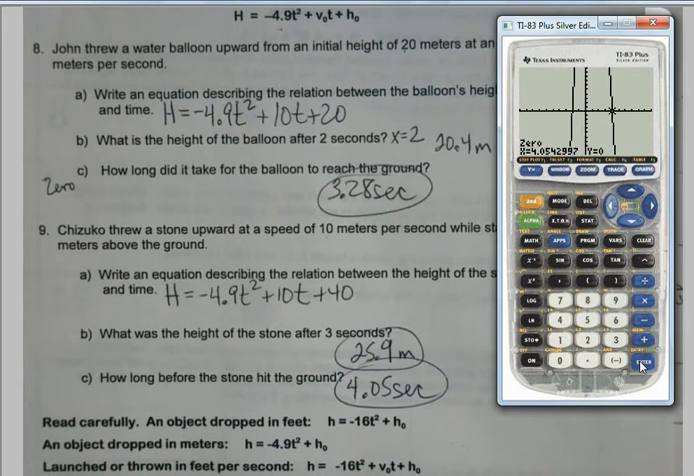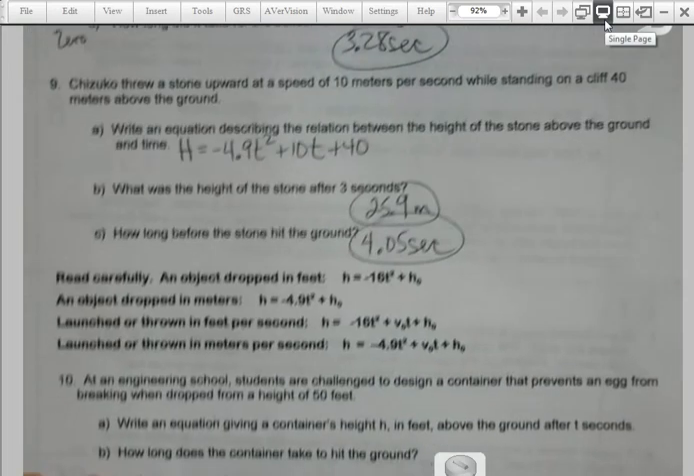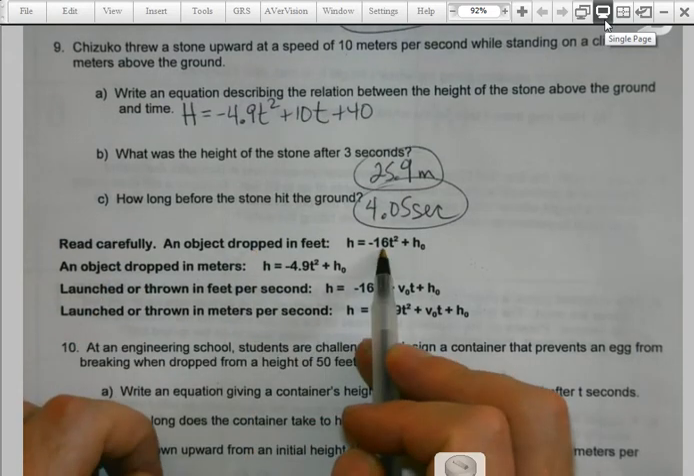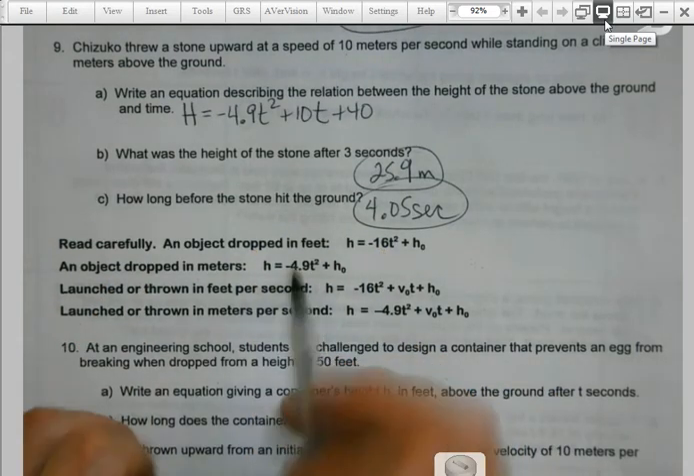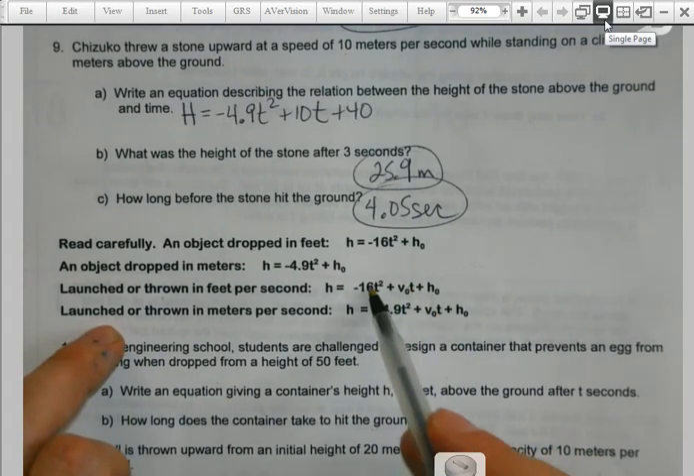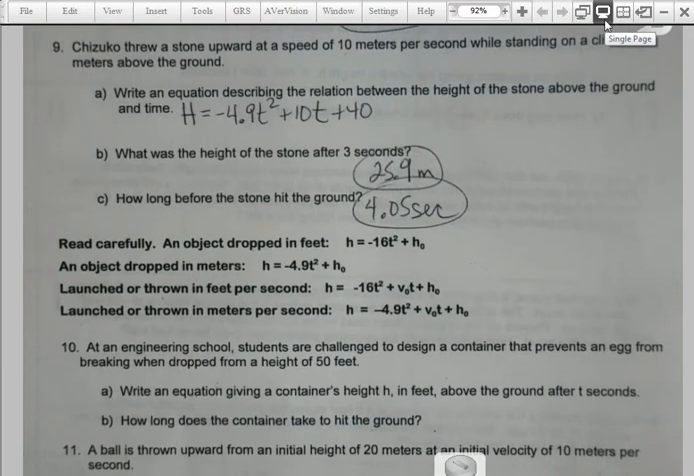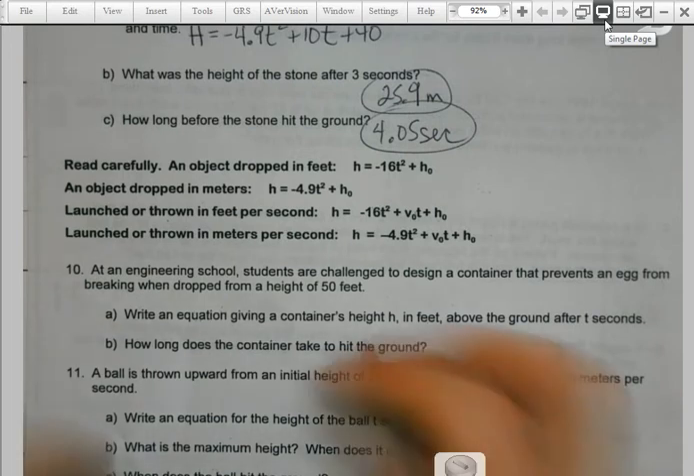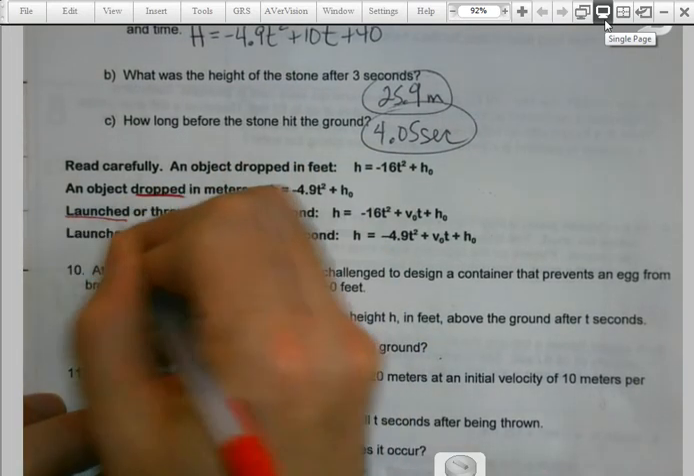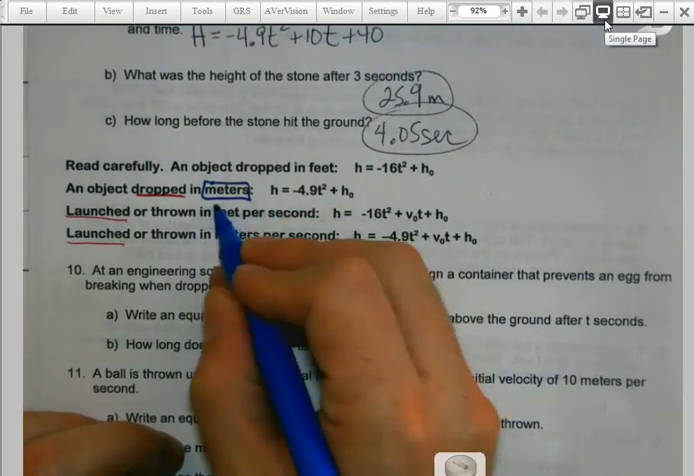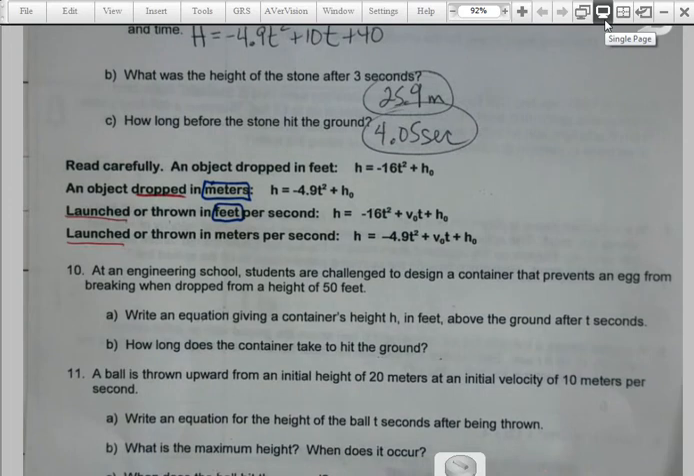So again, technically now that we've brought meters into play, what's happened is we now have 4 possible formulas that we can use. If we drop it, if it's feet we use -16, if it's meters we use -4.9. Launched or thrown, we have our initial velocity as our middle term, but again, the -16 and the -4.9 still come into play. So what our job will be is to figure out each time which one of them to use. But again, the key here is, is it dropped or launched? And then my second thing is, is it in meters or feet? Those are the 2 decisions you have to make when you start.